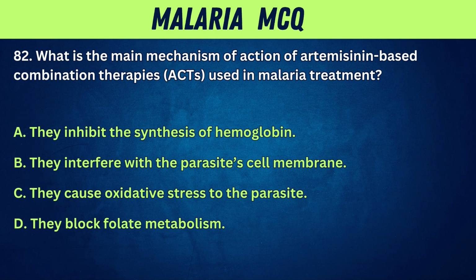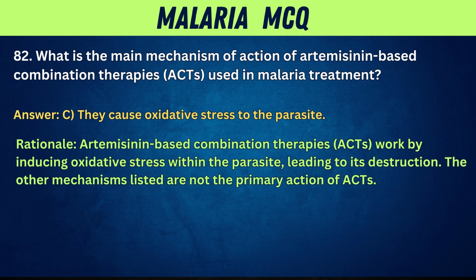82. What is the main mechanism of action of artemisinin-based combination therapies, ACTs, used in malaria treatment? A. They inhibit the synthesis of hemoglobin. B. They interfere with the parasite's cell membrane. C. They cause oxidative stress to the parasite. D. They block folate metabolism. Answer: C. They cause oxidative stress to the parasite.